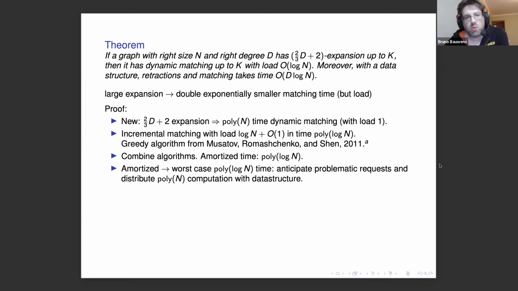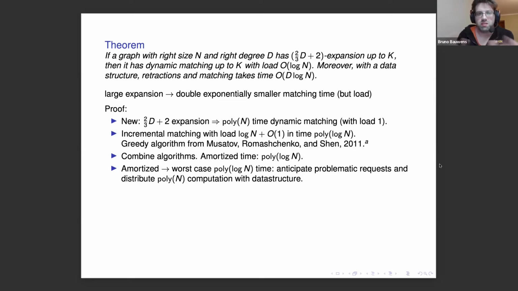So what are the techniques that we are really using? There are two main algorithms that are somehow combined. First, two matching strategies that are combined. The first one is a new strategy, and that's a poly n time dynamic matching strategy. That's way too slow because we want poly log n time. But fortunately, we can combine.